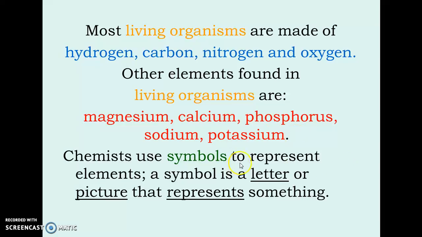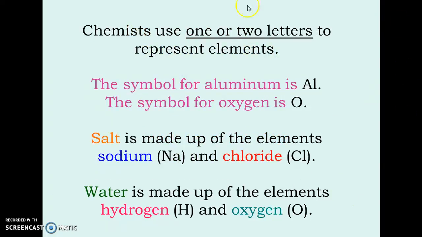Chemists use symbols to represent elements. A symbol is a letter or a picture that represents something. Chemists use one or two letters to represent elements. The symbol for aluminum is Al. The symbol for oxygen is O. Salt is made up of the elements sodium, Na, and chloride, Cl. Water is made up of the elements hydrogen, H, and oxygen, O.